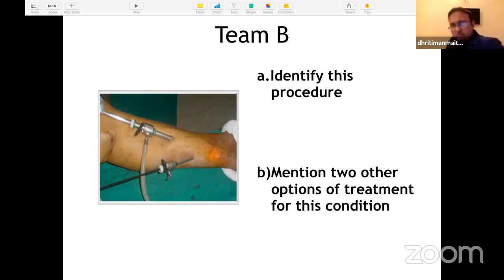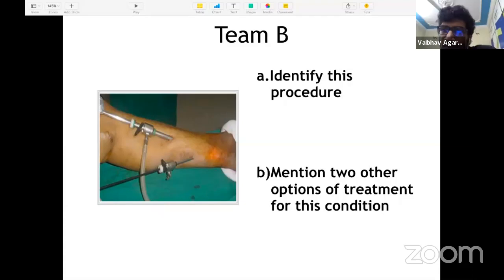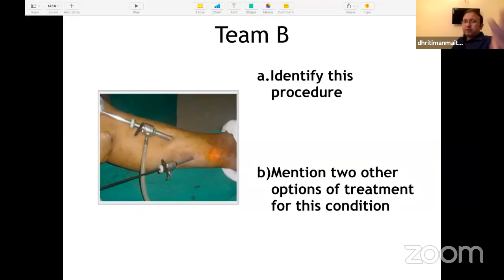Which year are you? I'm in final year, sir. Okay. This is not radio frequency ablation. This is something called subfascial endoscopic perforator surgery. So we are going below the fascia, and we have these laparoscopic ports, which we are using to introduce the camera. And then we are ligating the perforators or cutting them. So this is basically surgery done for perforators.